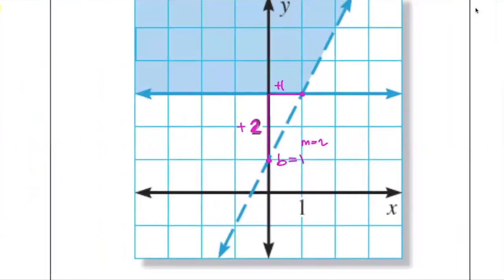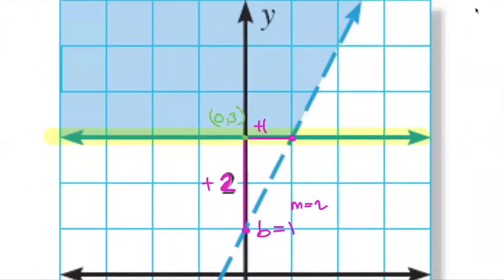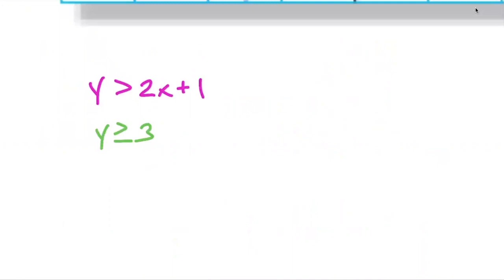Then we're looking at our other equation, which is the horizontal line right here. That passes through the point 0, 3, and it is a solid line shaded above. Because it's a horizontal line, that means Hoy, which means y equals, solid line shaded above, and it passes through the point 0, 3. So y greater than or equal to 3 is going to be that equation. So this would be your system right here.